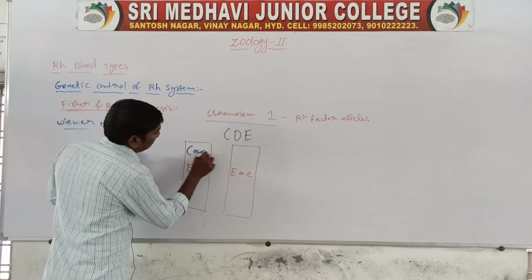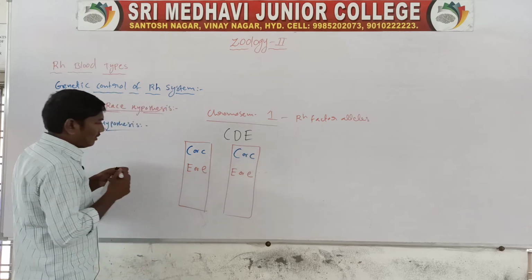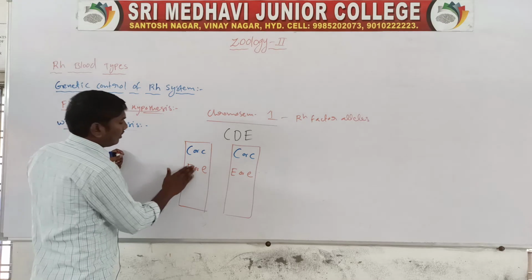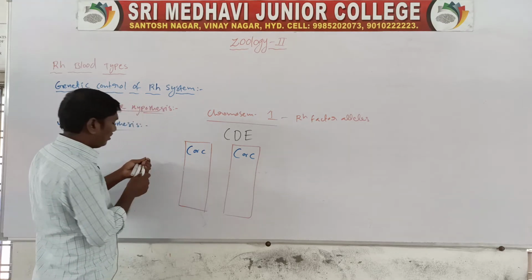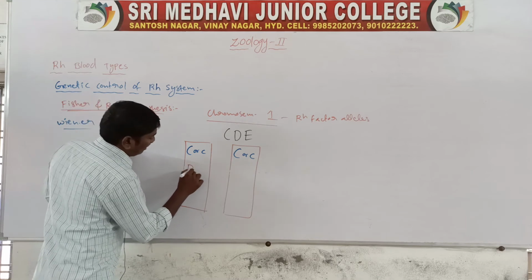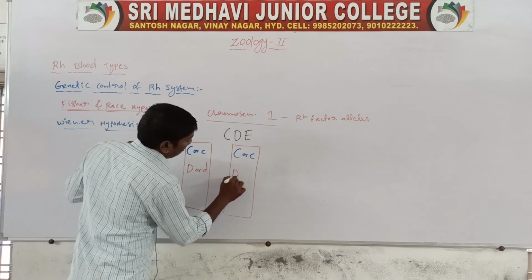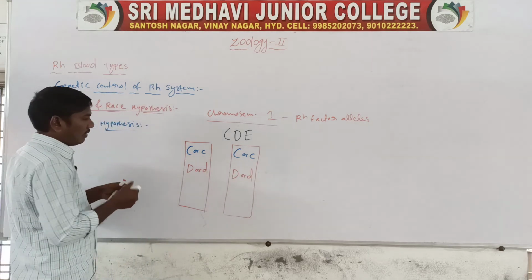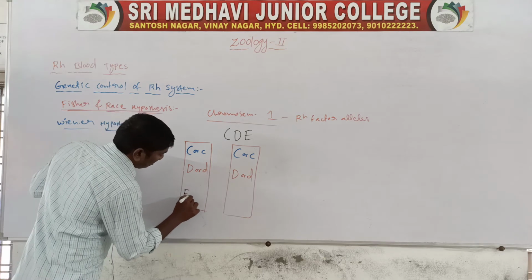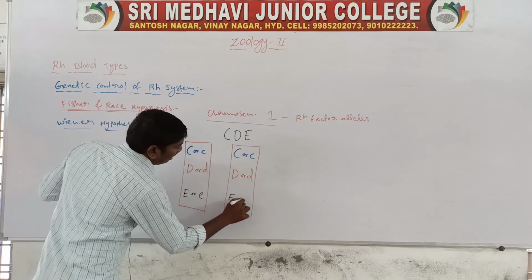C or C. Next one, D or D. D or D. Next allele, E or E. E or E.